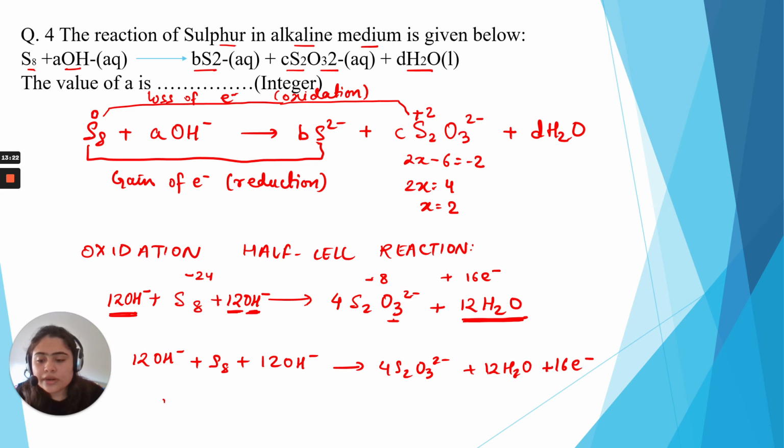Now we will balance the reduction half cell reaction, that is S2-. Where we are having S8, here we are having 1 only, so we will multiply it with 8. Now again here it is 16 electrons, here no charge, so to balance this we will add 16 electrons, charge here also. Now we will add these two equations.